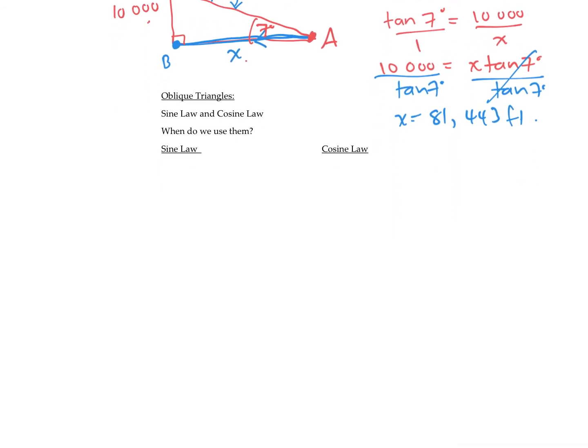Okay, then we get into oblique triangles. So this means that we might not have a right angle. So we have no right angle. So then we are going to be using law of sines and law of cosines. So law of sines says the measure of a side and the sine of its angle is always in the same ratio.